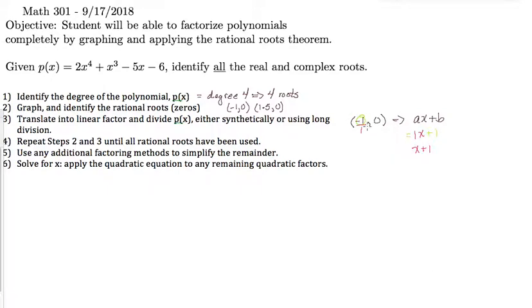So here we have written our factor, negative 1, and we've rewritten it as a linear factor. Great. Our 0 into a factor. Great. Alright, next step, let's do it to the other one.